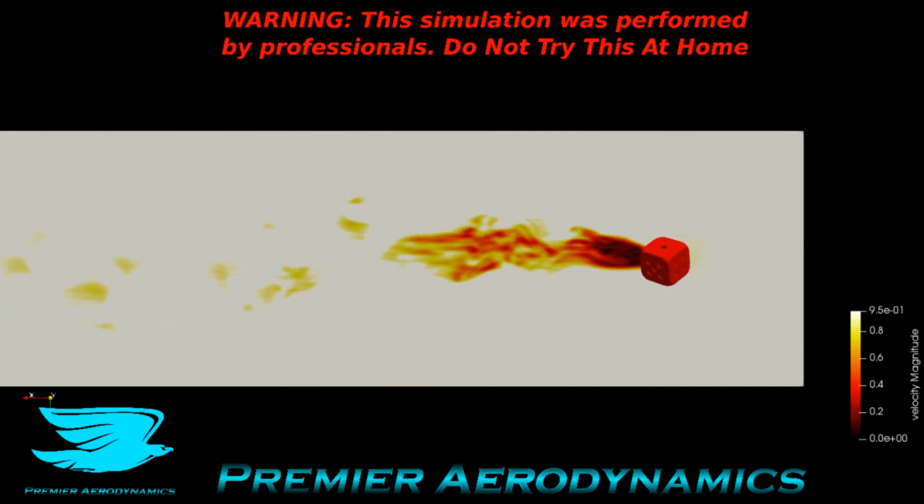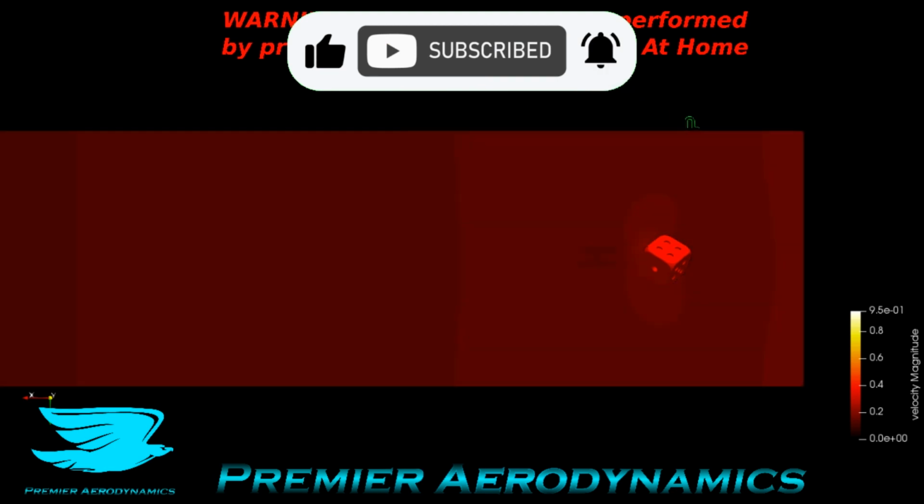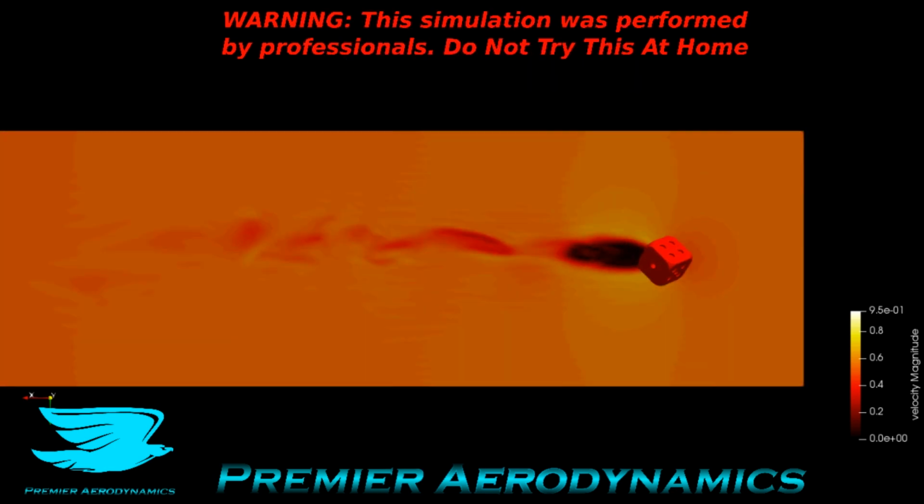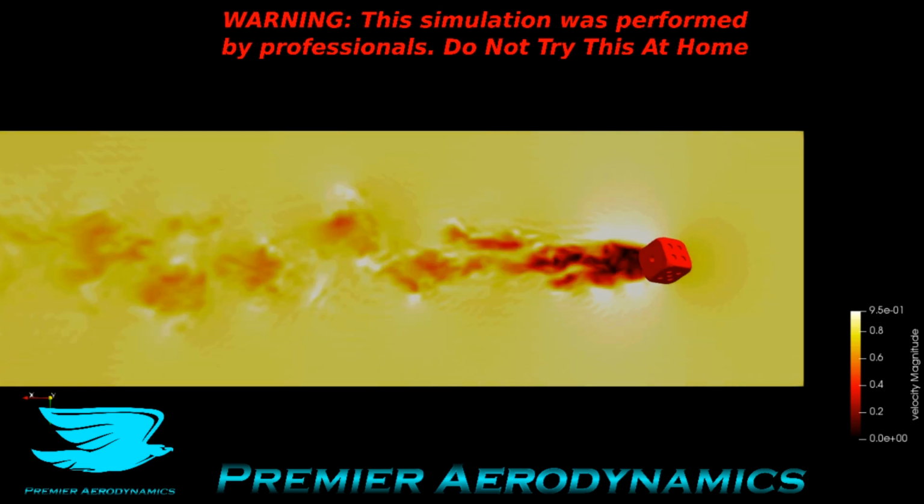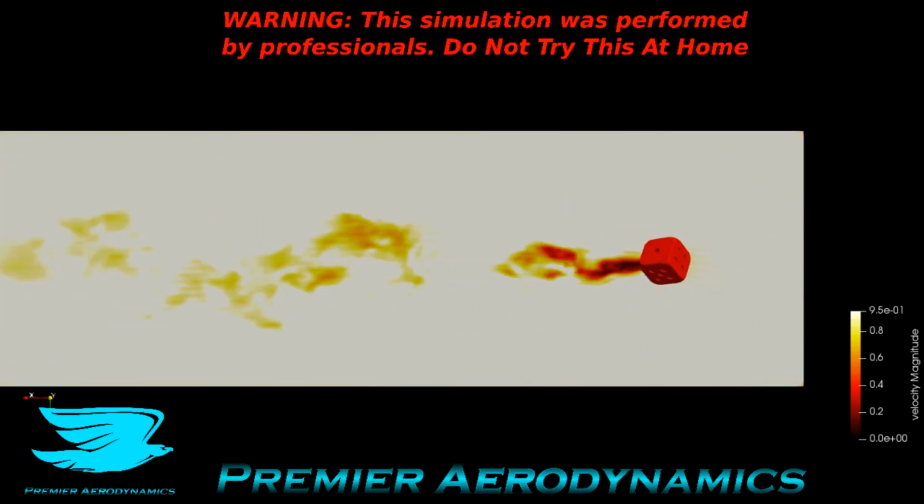And we use an immersed boundary method to rotate the die around. And we can see that the flow is very chaotic. So I've got the Y plane. It's just on the outer edge of the dice as it's rotating. And even at this point, there's a huge amount of wake.